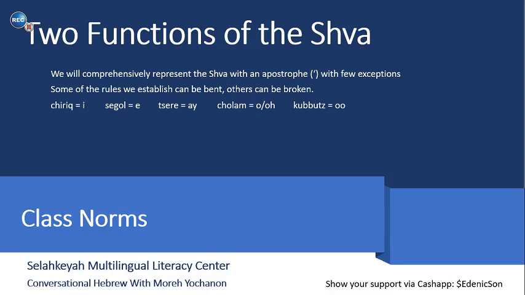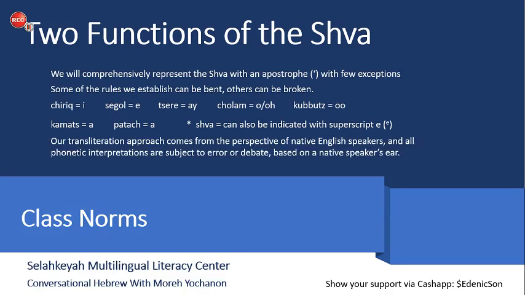Kibbutz will be represented by the double O. Kamatz will be represented by the A. Patak by the A. And then special note, the Shva can also be indicated with the superscript E that floats above the staff. Our transliteration approach comes from the perspective of native English speakers, and all phonetic interpretations are subject to error or debate based on a native Hebrew speaker's ear.